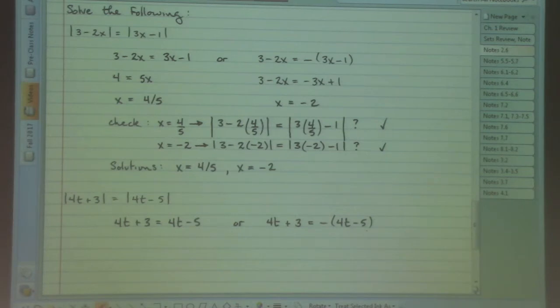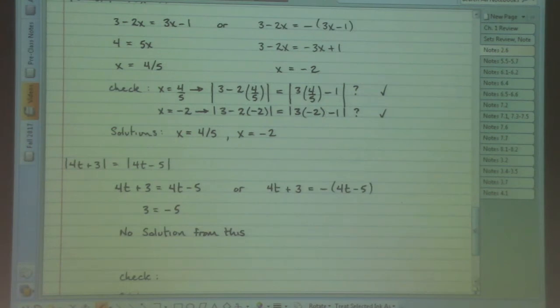Well, in the first case, 4t plus 3 equals 4t minus 5. By subtracting 4t on both sides, we actually end up with 3 equals negative 5. That's false, which means that this particular half of our work is not giving us a solution. So let's check the other half of our work and see how things play out.